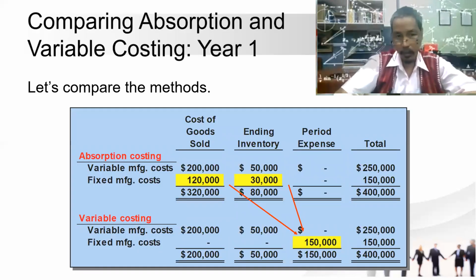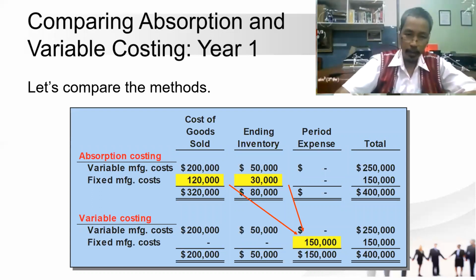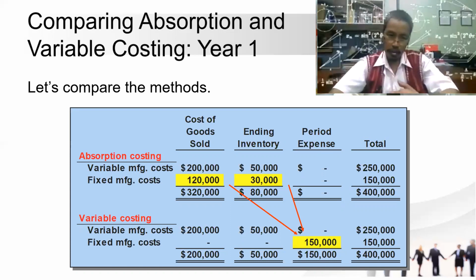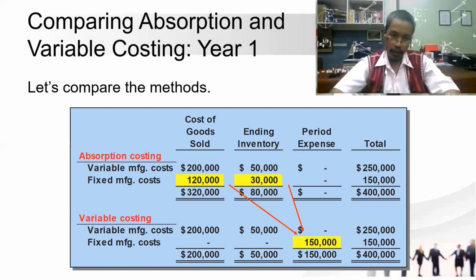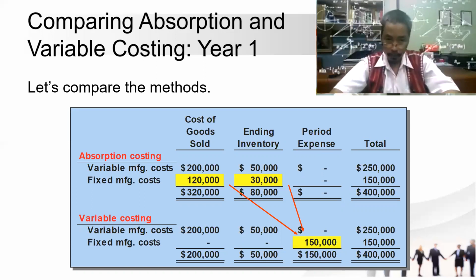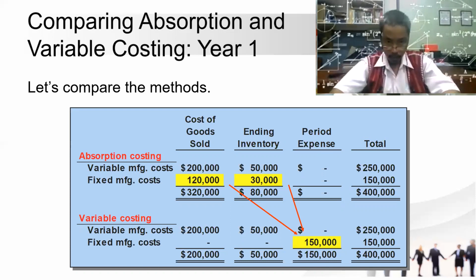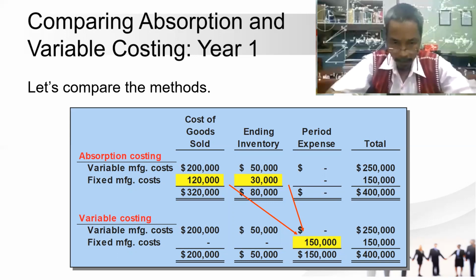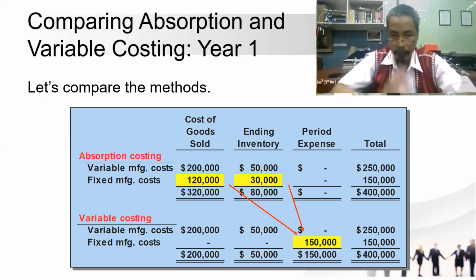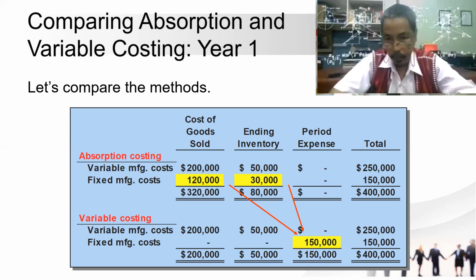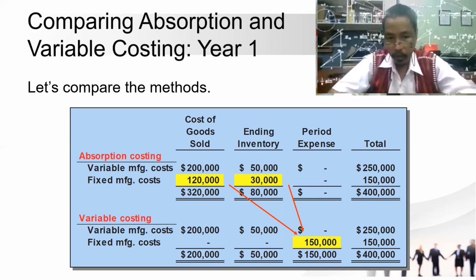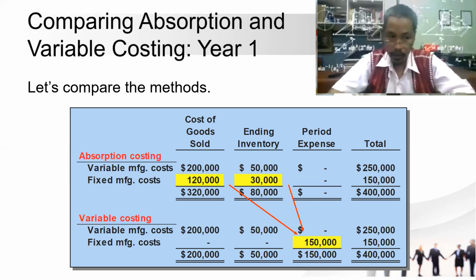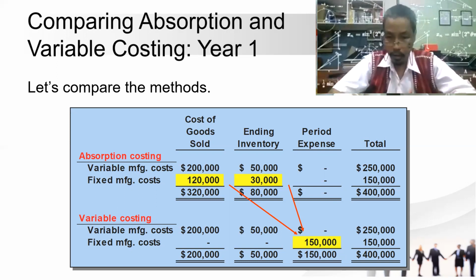Comparing absorption and variable costing. Here, number 1. Let's compare the methods. Cost of goods sold, variable, so 130,000 for fixed manufacturing cost and 30,000 fixed manufacturing cost, but under ending inventory. So 120,000 plus 30,000, that is $150,000 total for fixed manufacturing cost.